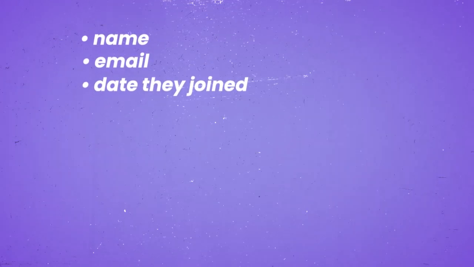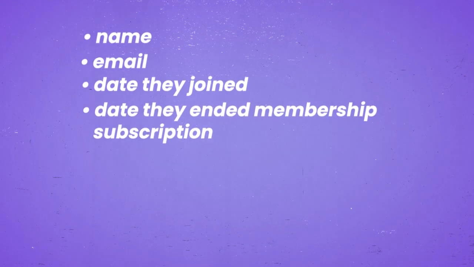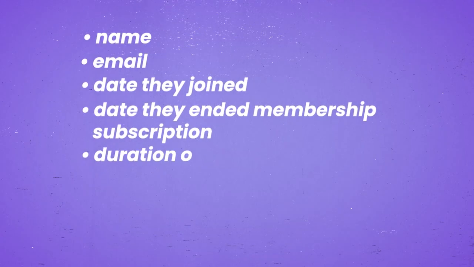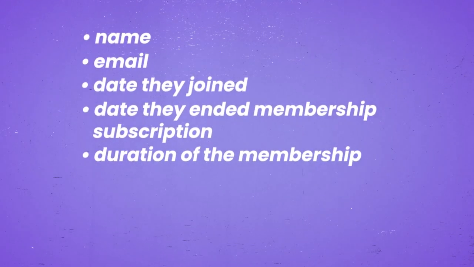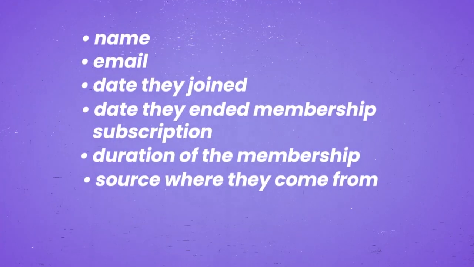Now, let's start with the regular Monday.com board that I'm going to be building. And the purpose is to track the people that are part of the membership. So things that I want to track are name, email, the date that they joined the membership, the date that they ended their membership subscription, how many months they've been part of the membership, the source, like where did they come from? How did I get them?